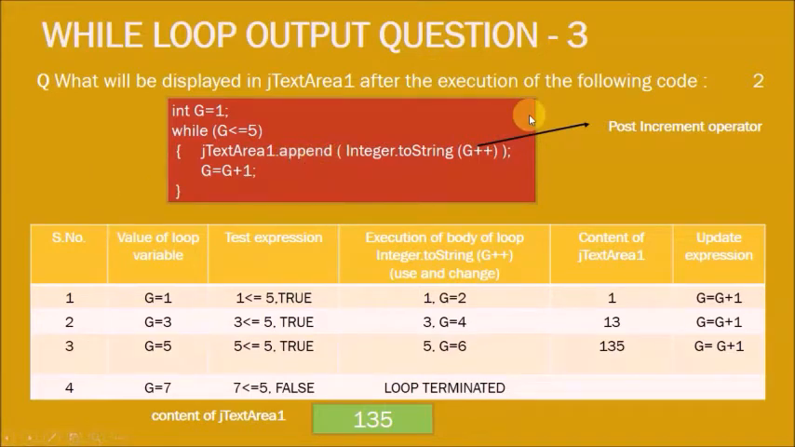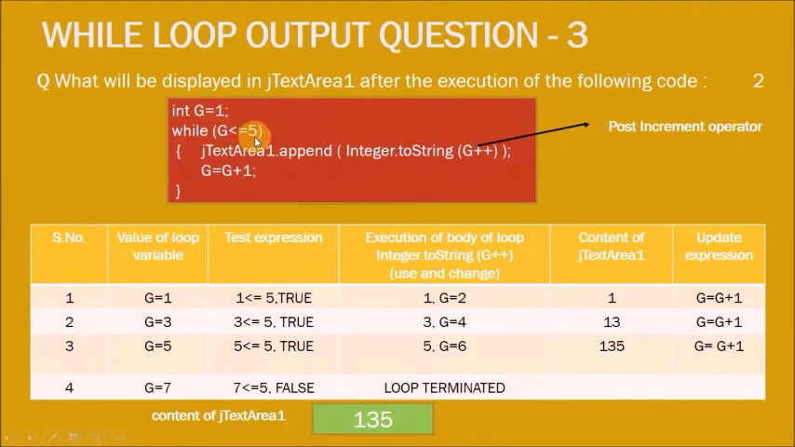Now one more thing is there. This is g++. So this is a post increment operator. So how does this operator function? It means that we must use the value of g first and then we should change it, that is increment it in this case. So let us see how this while loop works and all the iterations of this while loop. So in the first iteration, in the beginning, the value of g is 1.